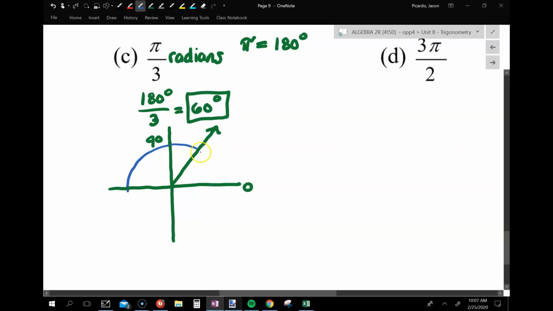I'm terrible at drawing circles. Actually, this one's pretty good. Except for that side. That side's bad. That was pretty good, right?